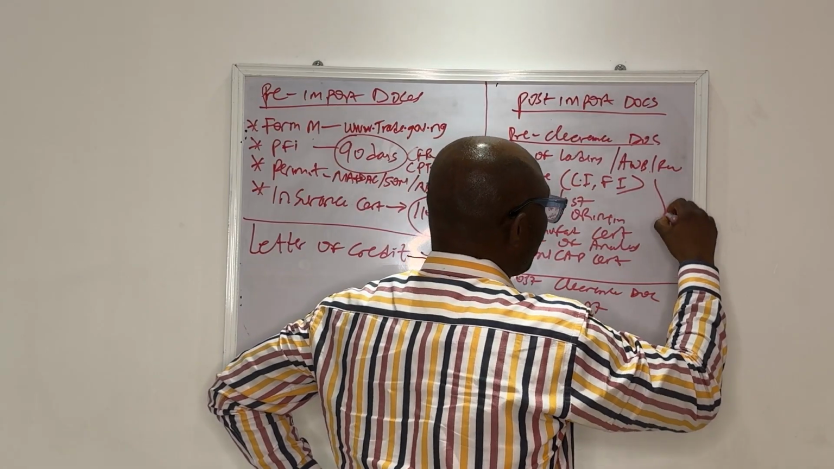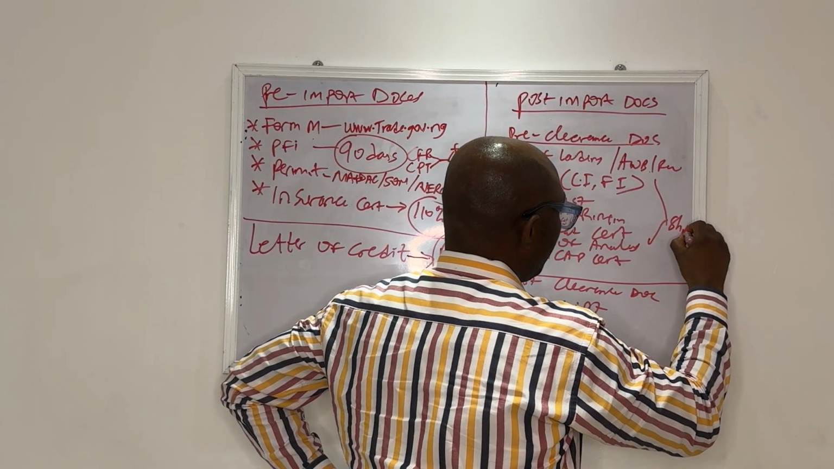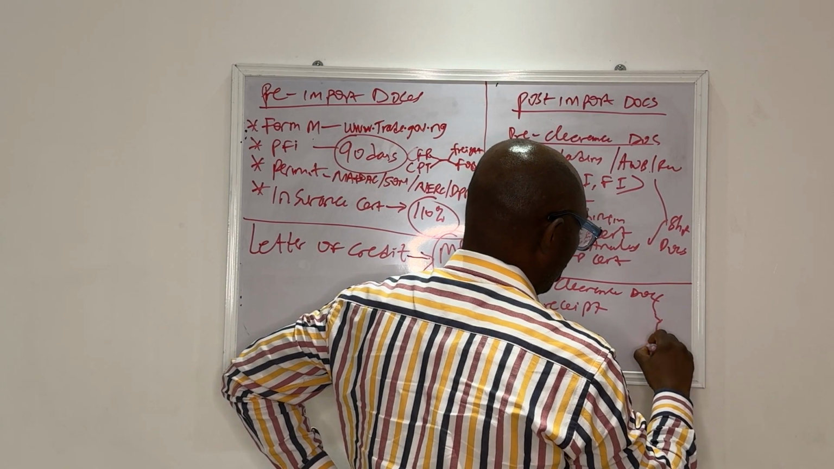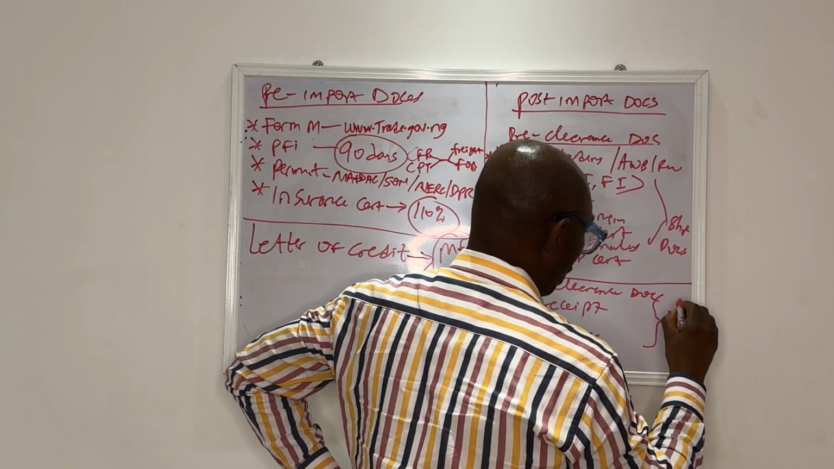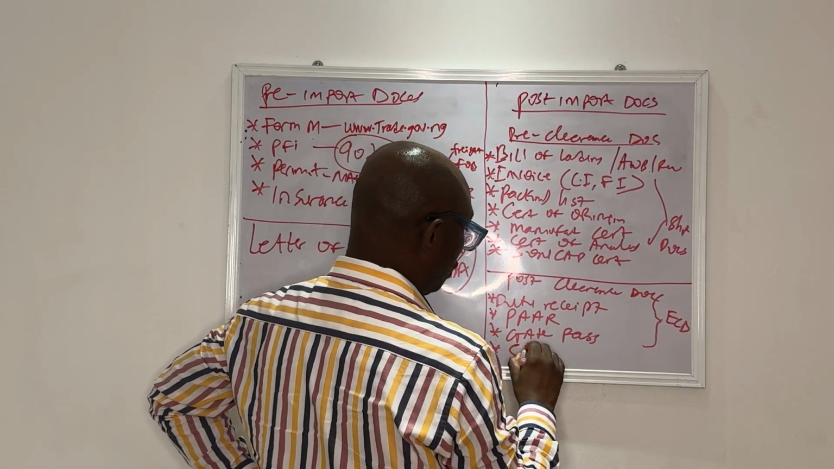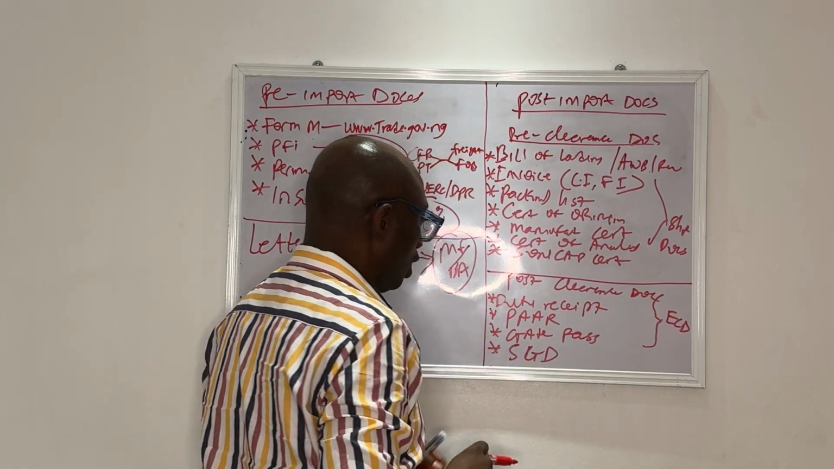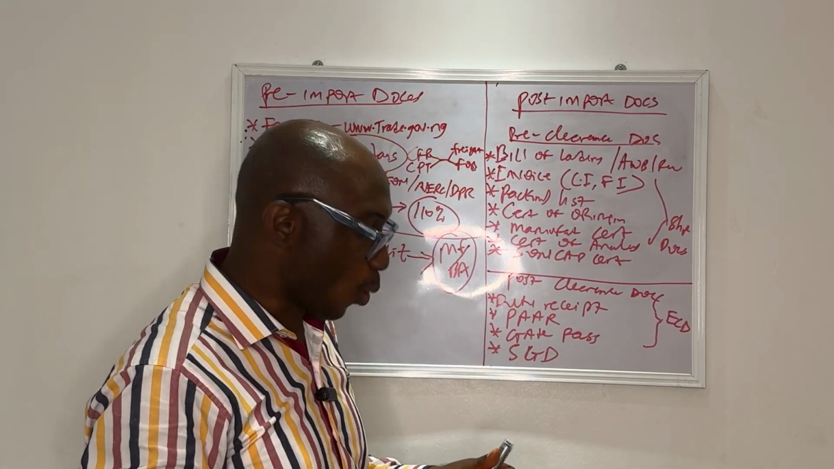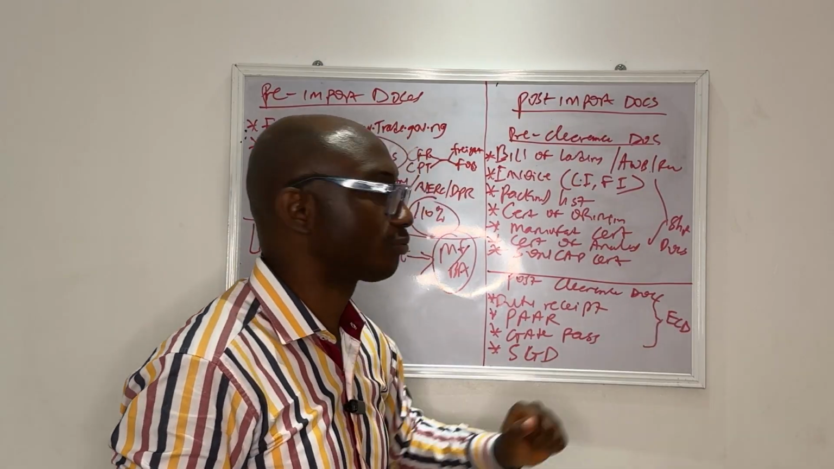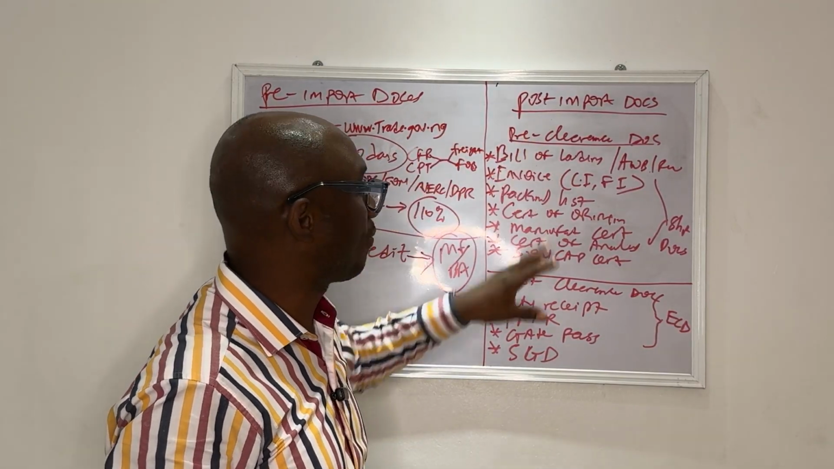This document is also called shipping document. This is called exchange control document. You can also have SGD, single good declaration. So you can see this as post clearance. You get all these documents in the course of clearing. You get these documents ever before clearing.